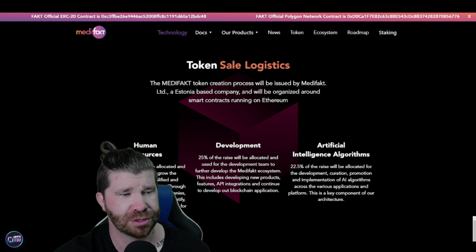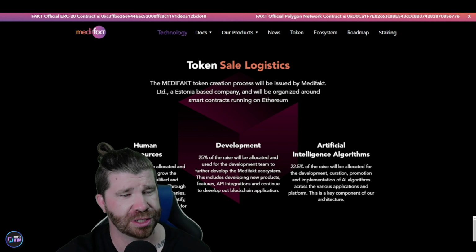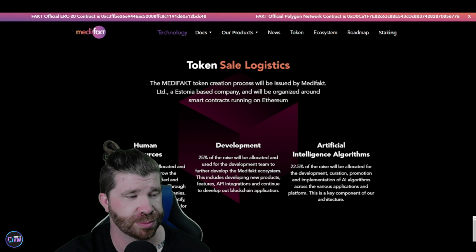So you will see right here, we have a little bit of information about the token. So the token sale logistics. The Medifakt token creation process will be issued by Medifakt LTD. I'm going to assume that's their company, which is based in Estonia and will be organized around smart contracts running on Ethereum. So we got human resources, 15% of the raise will be allocated and used to continue to grow the organization with qualified experienced team members, which is good.